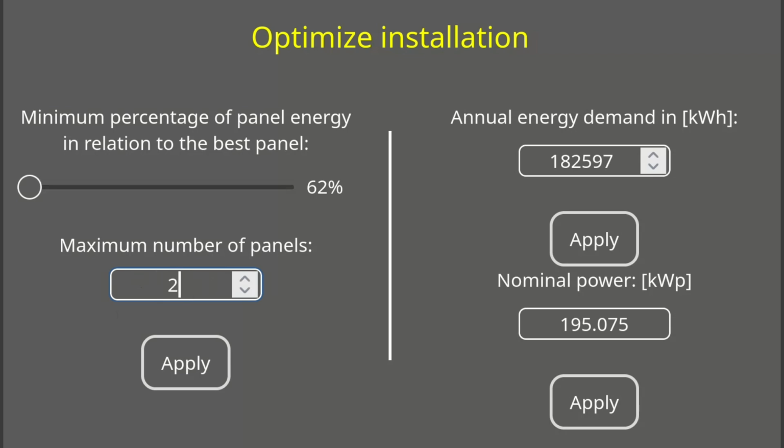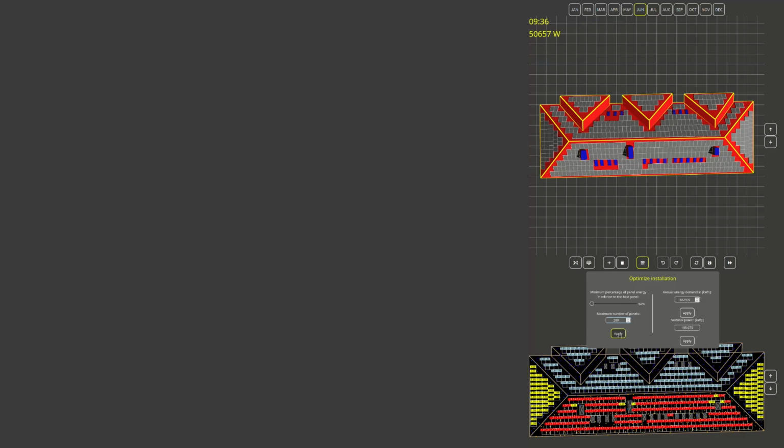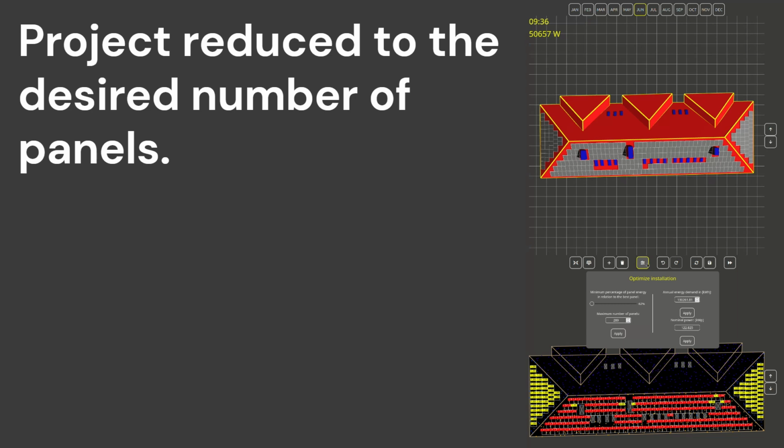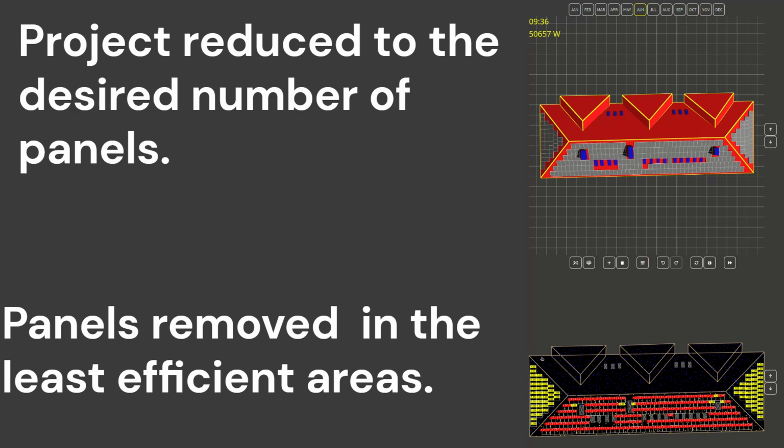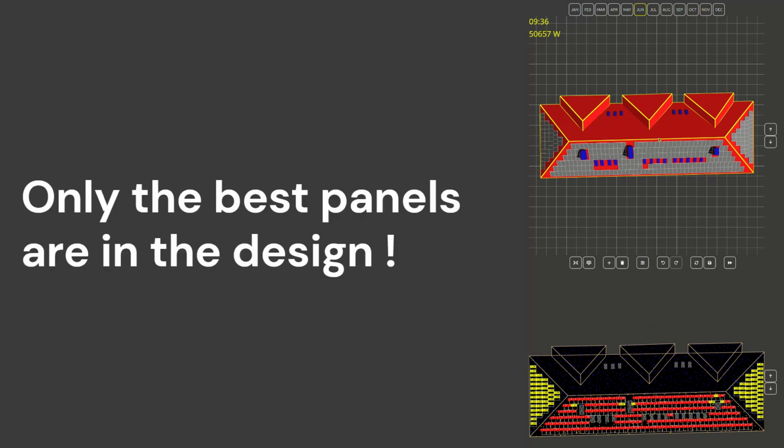Now, you can reduce the number of panels in your project. Let's assume that only 289 panels are needed. Your project has been reduced to the desired number of panels. As presented on the panel layout picture, ScanTheSun has removed panels in the least efficient areas. There are no panels marked in blue anymore. ScanTheSun has left the most efficient panels, marked in yellow and red color.